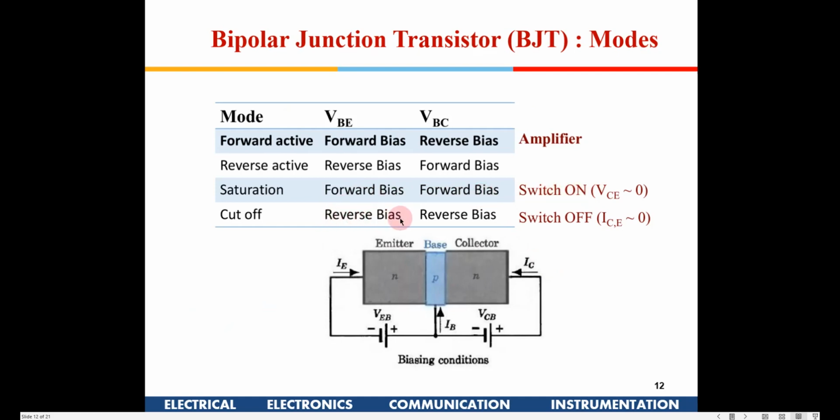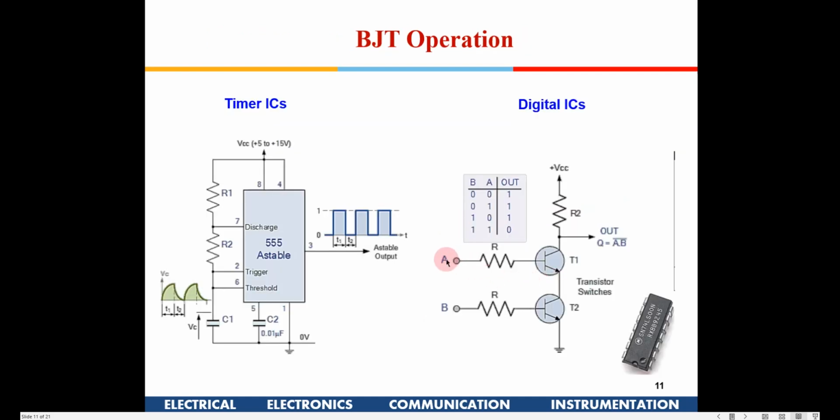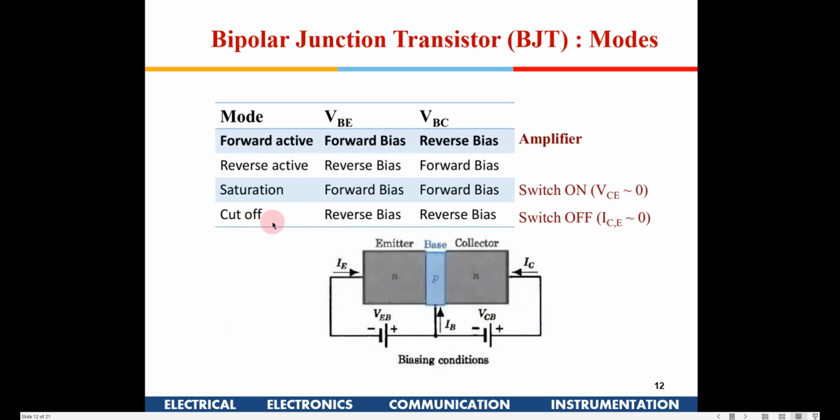And in cutoff, both the junctions are reverse biased. If I go back here, now if I don't give any supply voltage in here, obviously this is positive voltage here, so this is reverse biased, and since I am not giving any supply voltage here, this junction is also, although it is 0, you can call it reverse biased. So this is one condition, it is known as cutoff. This is known as cutoff condition where both the junctions are reverse biased.